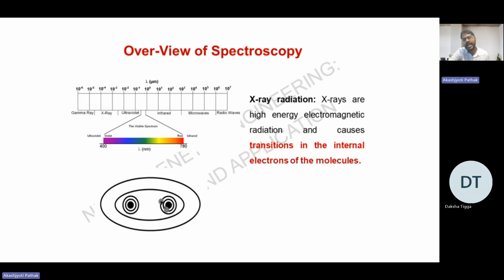And what is X-ray radiation? X-ray radiations have a very large energy. They are high energy electromagnetic radiation and cause transitions in the internal electrons of the molecule. The electrons which are residing in different orbitals can transition from one orbital to the other orbital when this X-ray radiation is applied.